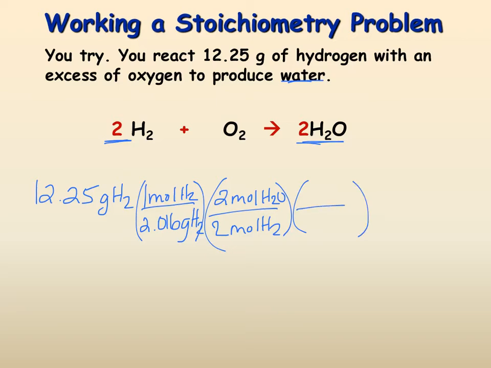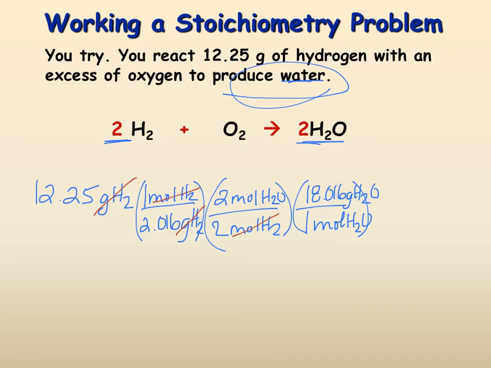And finally, I need to convert my water back to mass. 1 mole of water is 18.016 grams of water. And I can double check to make sure I have this set up right, if all of my units and other compounds cancel out, giving me grams of water. So we have grams of hydrogen canceling, moles of hydrogen canceling, moles of water canceling, and my final units are grams of water. So I should have this set up correctly.